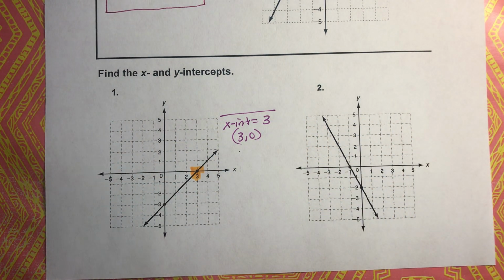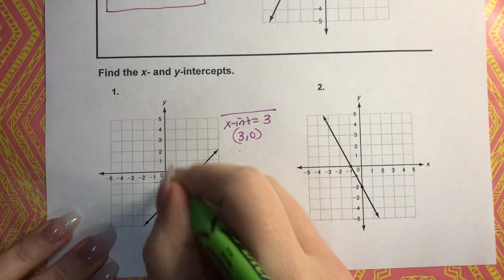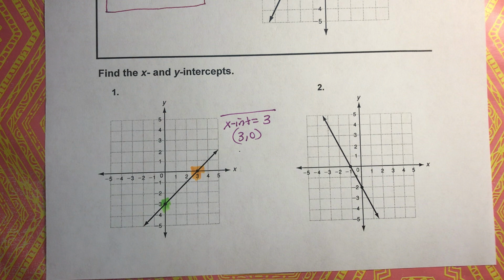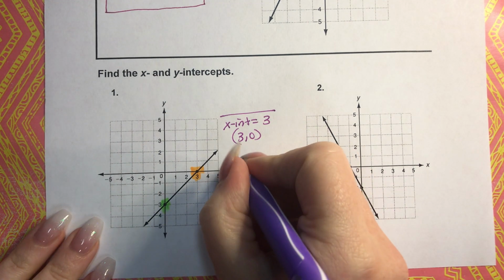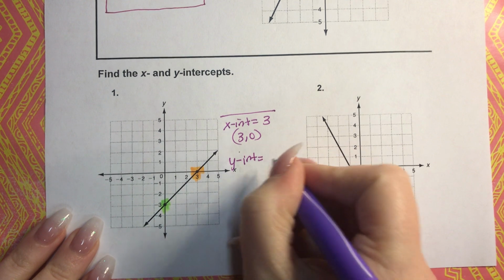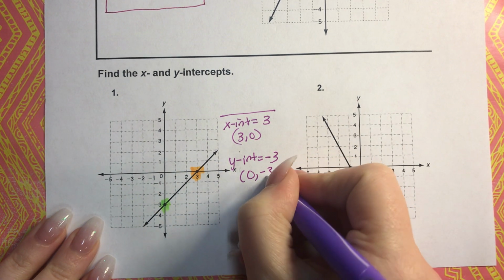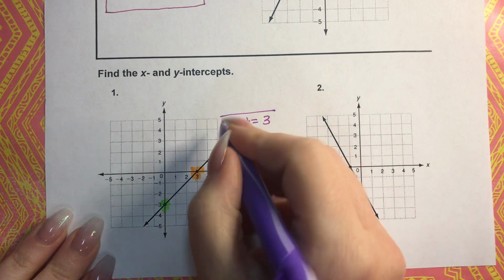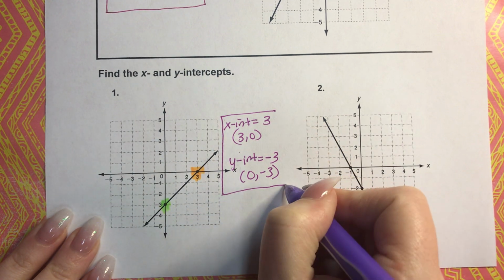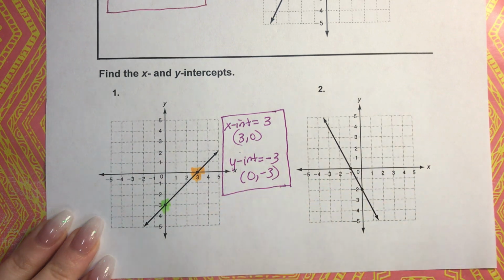And then our y-intercept would be where the graph intersects the y-axis, which would be right there at -3. So that means our y-intercept is equal to -3. Which is the point 0, -3, and notice again, x is equal to 0. So that is our x-intercept and our y-intercept.